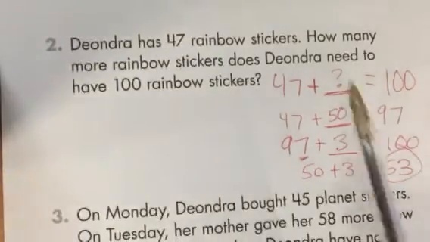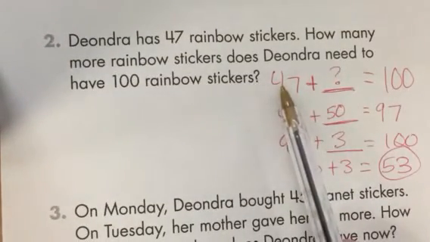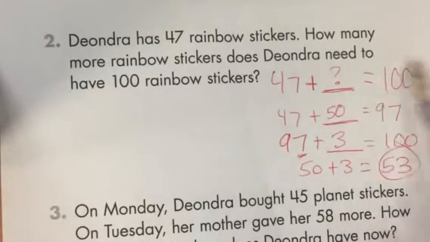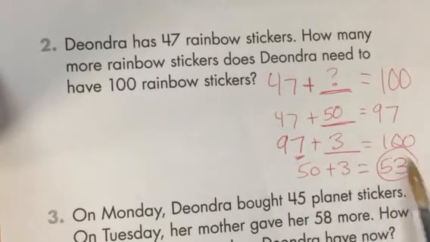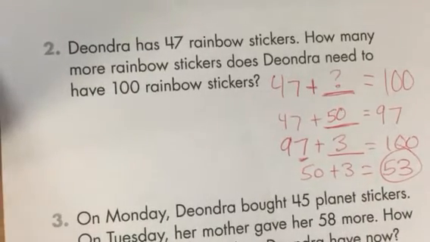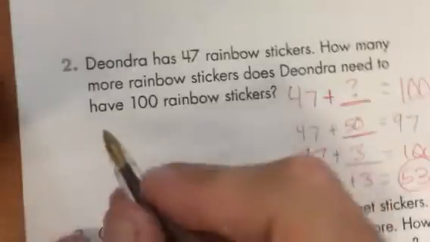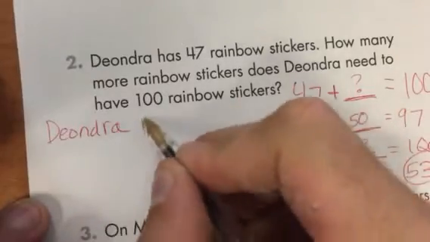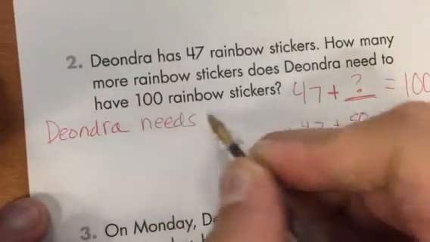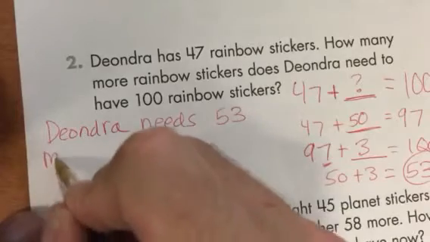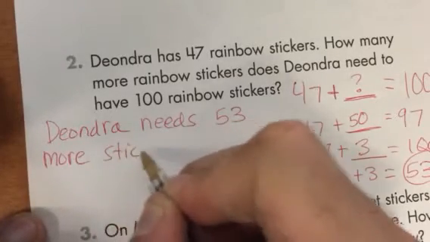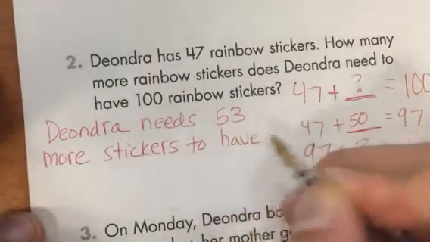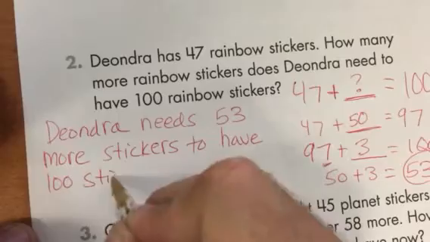Because that's how, again, looking back at the very beginning of the problem, we said if we start at 47, that's how many stickers Deandra has. How many stickers do we have to add to get Deandra up to 100? Well, we had to add a 50 and a 3 for a total of 53 added to get Deandra up to 100 stickers. So at that point, I would say Deandra needs 53 more stickers to have 100 stickers in all.